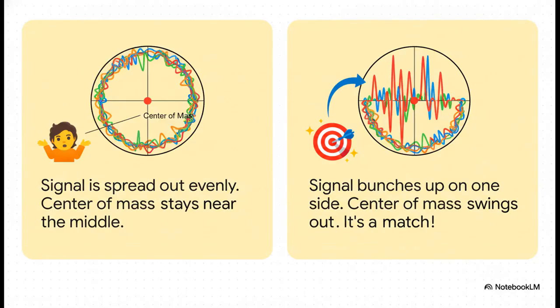Here's why that works. If you're winding at some random speed that doesn't match anything in the signal, the wave just gets spread out evenly all around the circle. The center of mass just sits there right in the middle. Nothing happens. But when the speed you're winding at perfectly matches a frequency that's hidden in the signal, bam, all the peaks of that frequency line up on one side. The whole shape gets bunched up, it becomes unbalanced, and the center of mass swings way, way out. That's the signal. It's a match. The machine has found one of the ingredients.